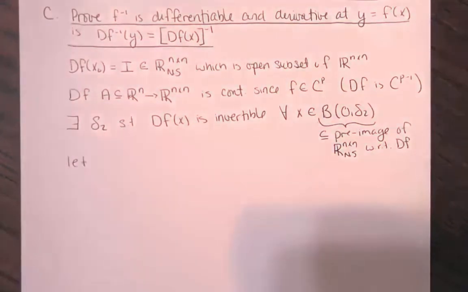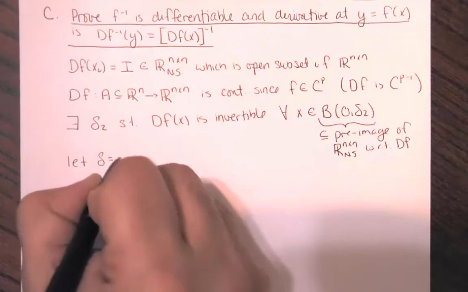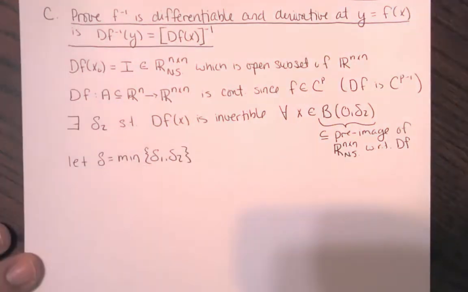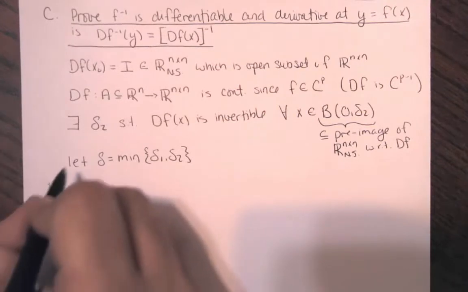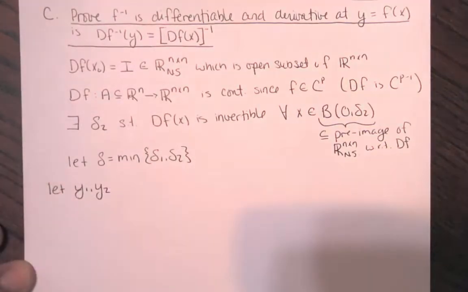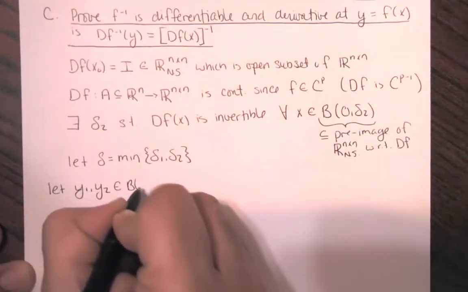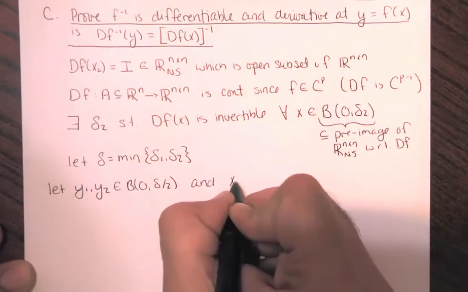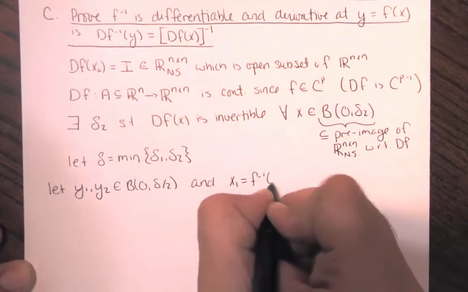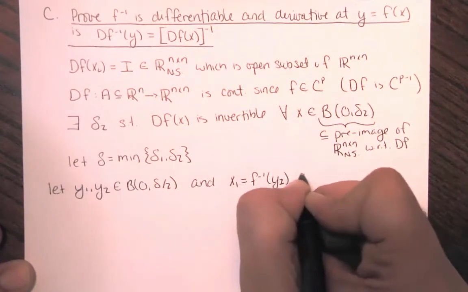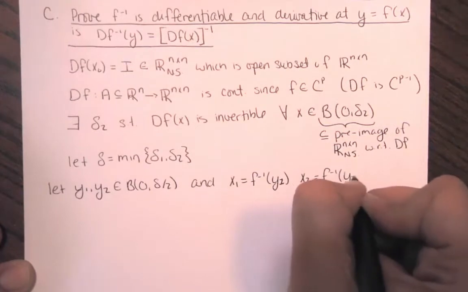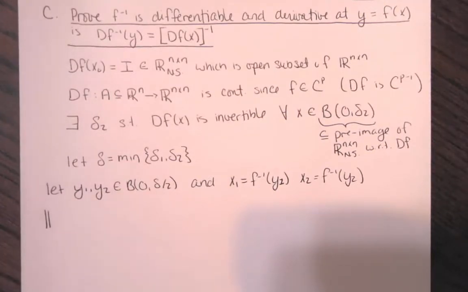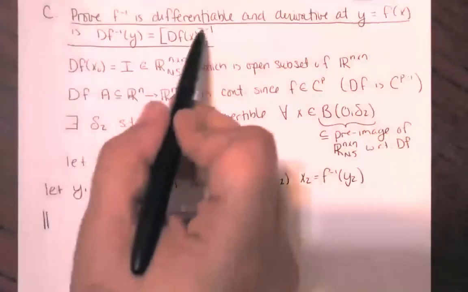So we now have two deltas running around, delta 1 and delta 2. Let delta equal the min of them. Now let y1 and y2 both be contained in the open ball centered at 0 of radius half a delta, and x1 is the inverse of y1, x2 is the inverse of y2. We'd like to show that the inverse is differentiable and that the derivative is given by the inverse of this matrix.